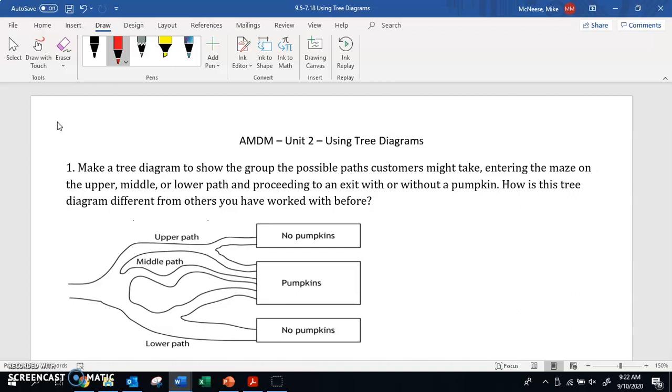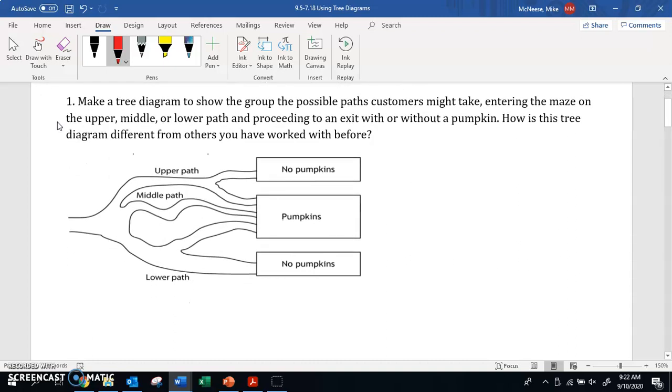How is this tree diagram different from others you have worked with before? So we've got this path here. It's a little maze, and we've got three paths, upper, middle, and lower. And now depending on which path you take might lead you to pumpkins or no pumpkins. And we need to see what the probability is of reaching the pumpkins on each of these paths.